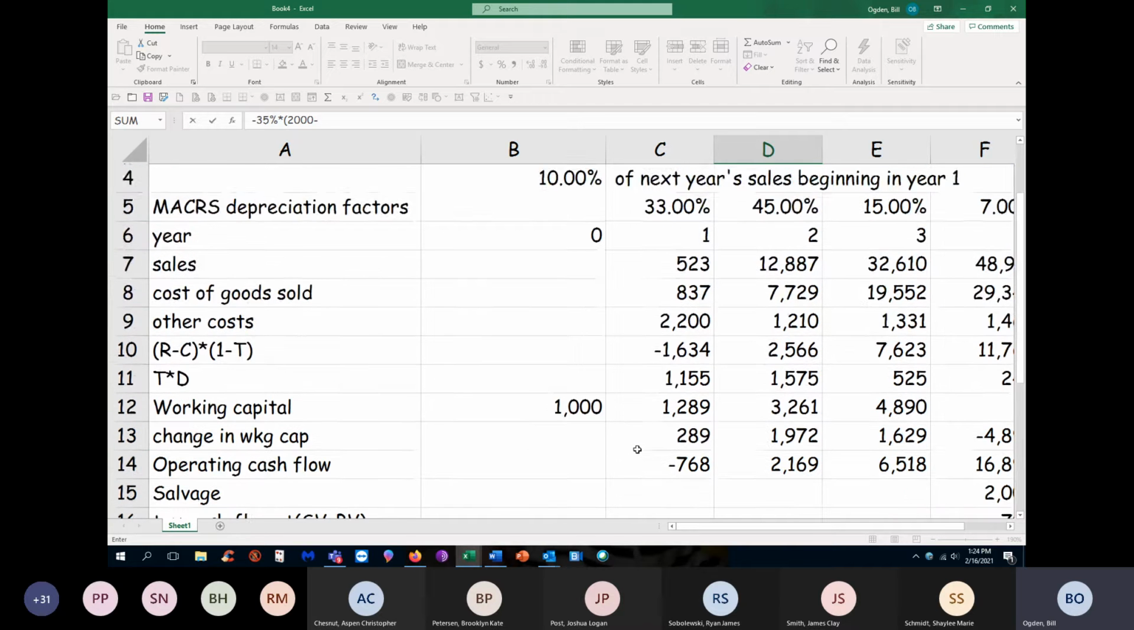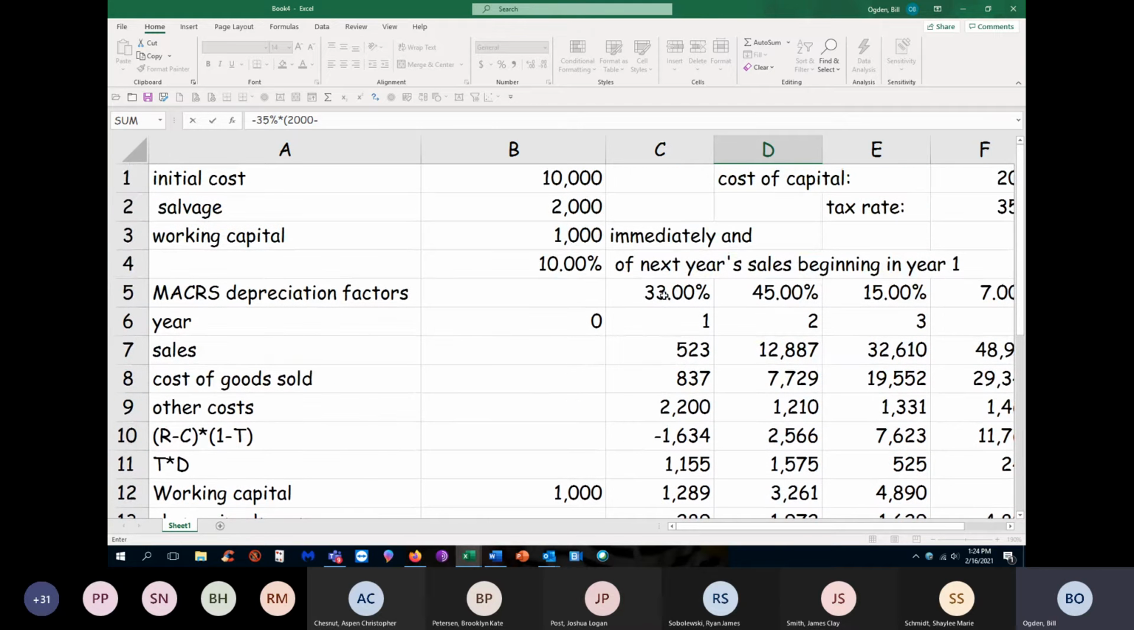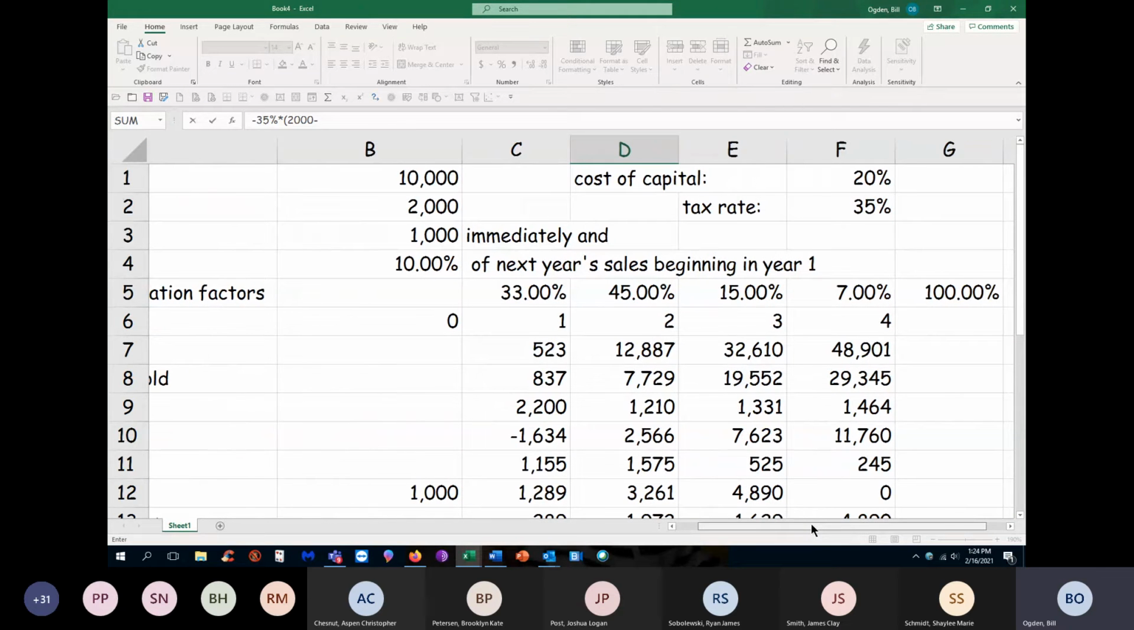Well, if you go back up here, you took 33% the first year. We took 45% the second. So what remains? What remains is always any of the factors you haven't taken yet, whether this is on a 7-year MACRS schedule or a 3-year or a 5-year schedule. So we haven't taken 15 plus 7 or 22%. Everybody see where I'm getting 22%?